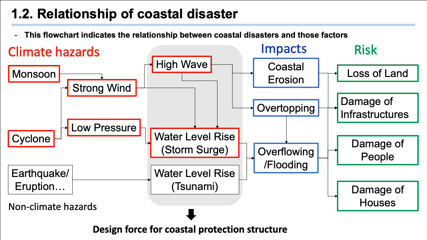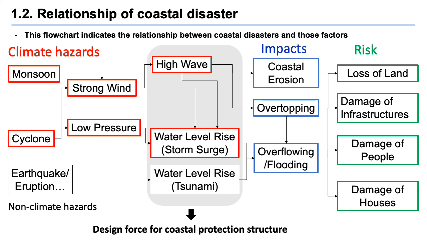When high waves arrive to sandy coast, coastal erosion may occur. When high waves with storm surge arrive at coast and sea level exceeds the land elevation, overtopping and overflowing may occur, resulting in flooding. Coastal erosion directly leads to land loss, and probably causes damage of infrastructure. Overtopping, overflowing, and flooding lead to damage of coastal dike, houses, and people.